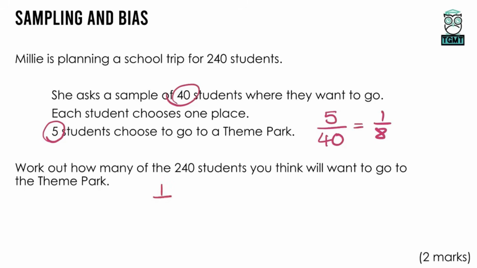So actually all we need to do is work out 1/8 of 240, which is just dividing by 8. So 240 divided by 8, we can type that into the calculator as well, and 240 divided by 8 is equal to 30 students. And there we go, 30 students want to go to the theme park.